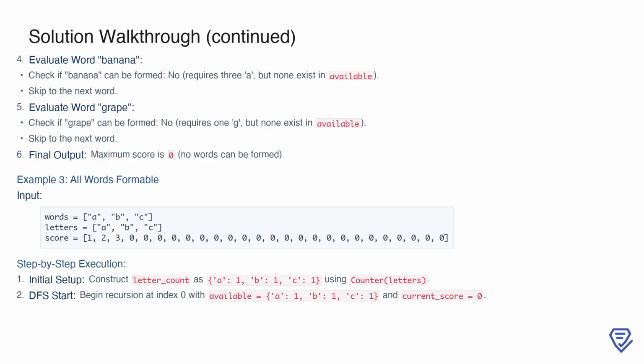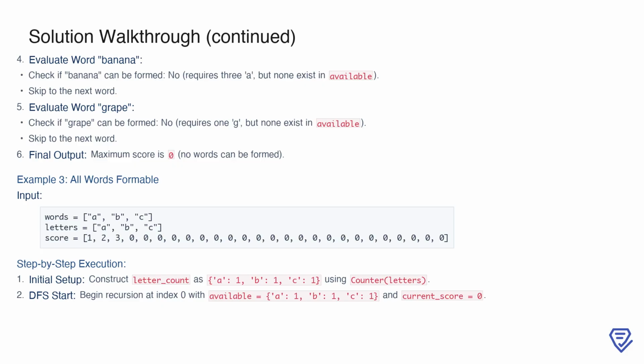After constructing the letter_count, we see that it contains only x1, y1, z1, which doesn't match any of the letters required by the given words. Starting the DFS process, the algorithm first checks Apple and finds that it's impossible to form since it requires letters like A and P, which are not available.